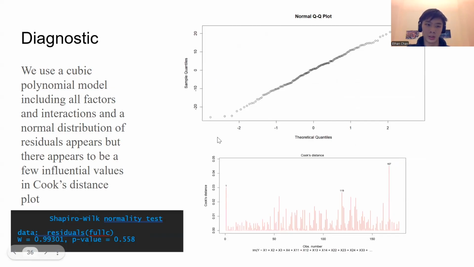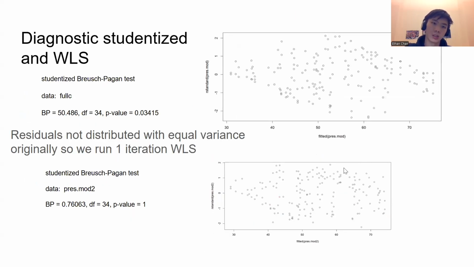And we can begin looking at the Cook's distance for this model, and a few values that seem like outliers are 1, 119, and 167. Studentized residuals. Initially, the residuals are not distributed with equal variance, so we run one iteration of WLS. So the model has a p-value of 1, so now everything's more spread out.